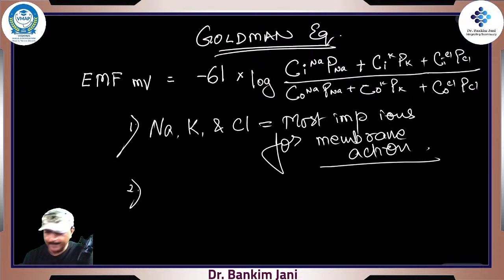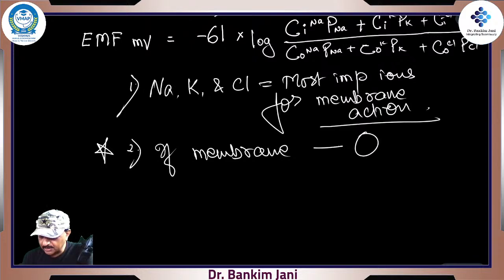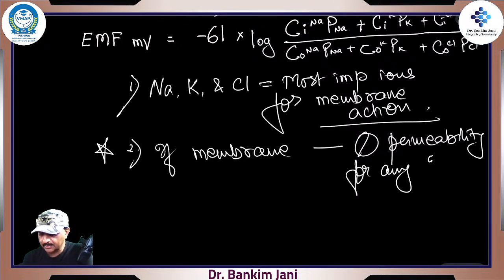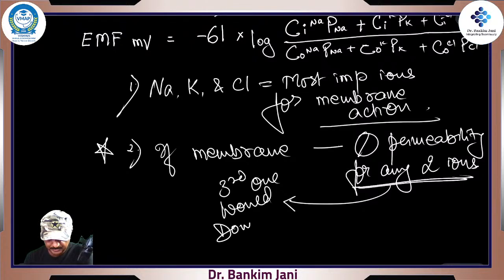Second interesting thing, and I'll put a star: if any membrane has zero permeability for any two ions, then what would happen? Well, it is but obvious. Whosoever is left out will dominate. The third one would dominate. As such, there is no big rocket science in that.